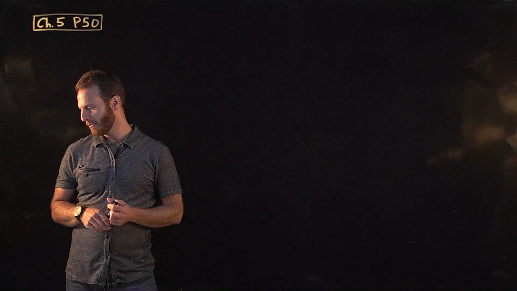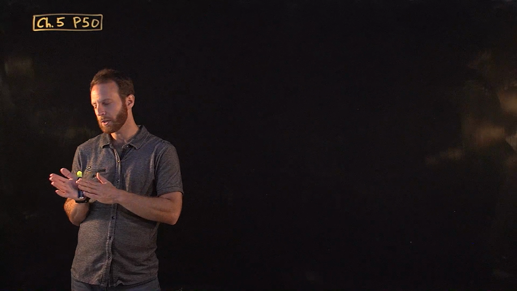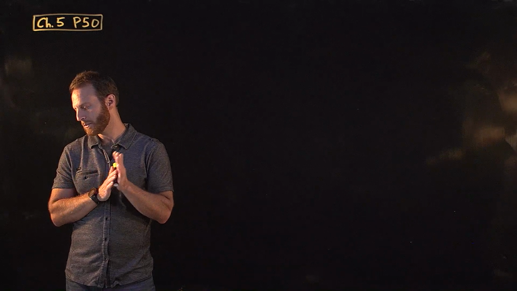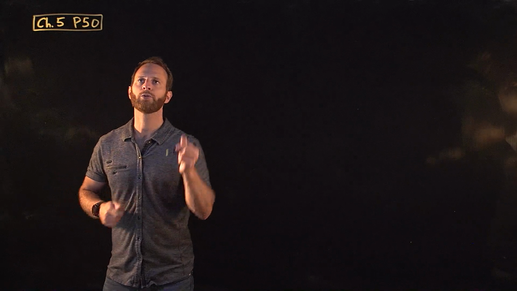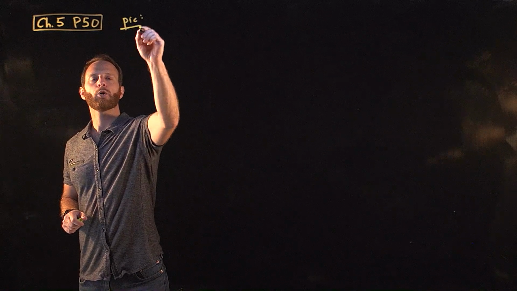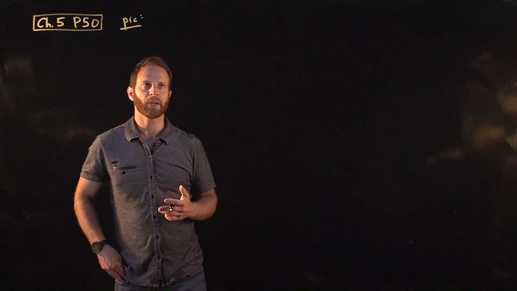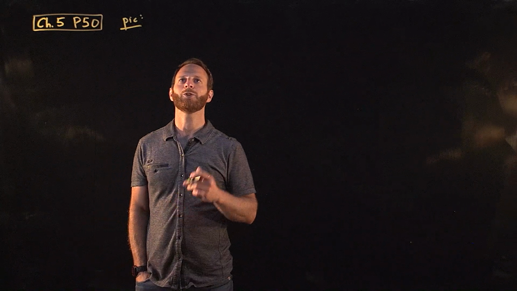Chapter 5, Problem 50. We're told that there are two satellites orbiting the Earth at altitudes of 7,500 kilometers and 15,000 kilometers above the Earth's surface. Which satellite is faster and by what factor? So let's go ahead and draw a picture and point out that although satellite orbits don't have to be circular, let's make that assumption because it'll certainly make our lives easier.